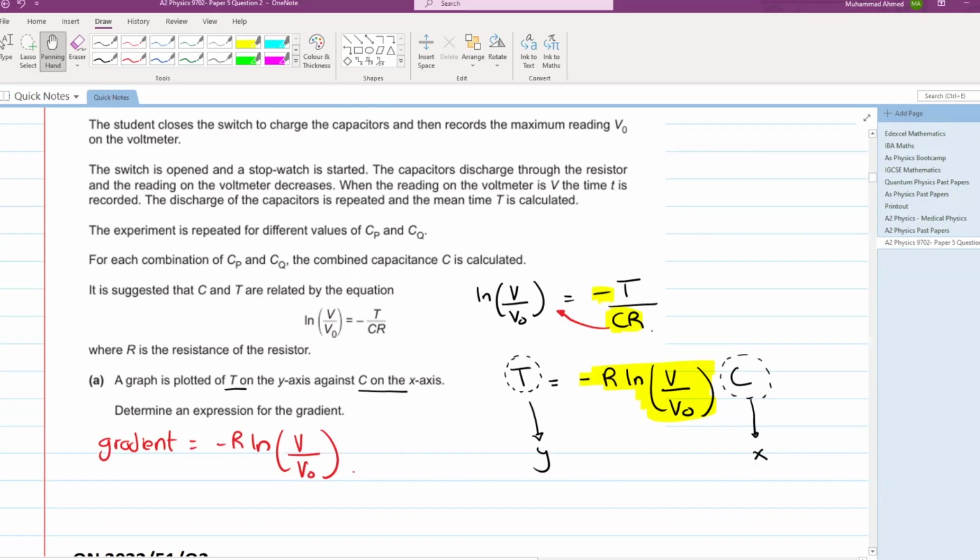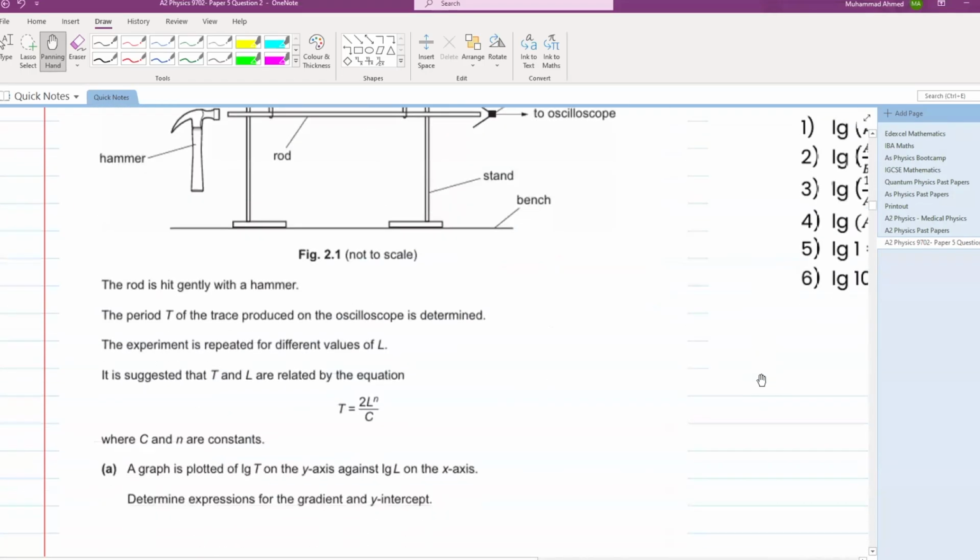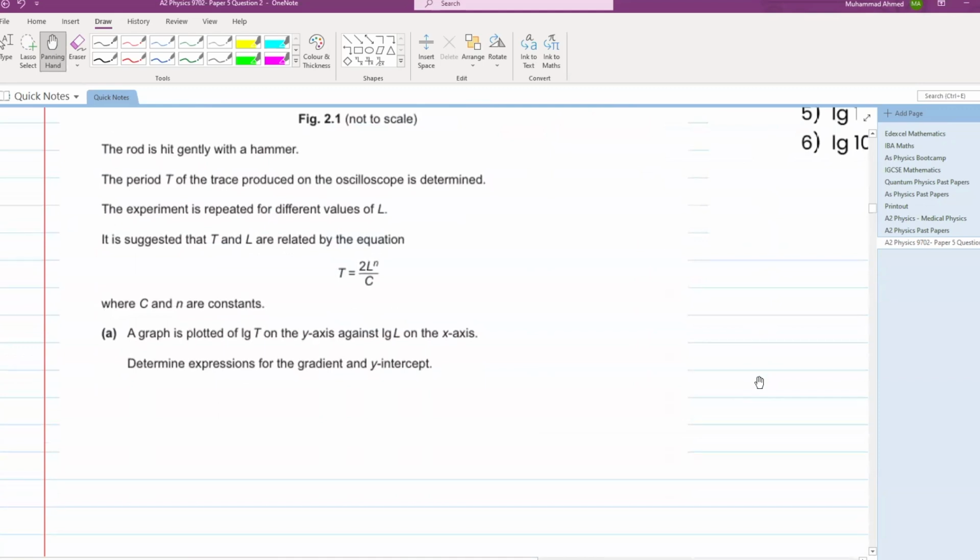How can we increase the difficulty of these types of questions? If we have ln or lg in the equation. Let's see an example. Let's see this question. You are given that a graph of lg T should be plotted on the y-axis and a graph of lg L should be plotted on the x-axis. Simple. So lg T should be on the y-axis, lg L should be on the x-axis. But currently in the equation you have no lgs.